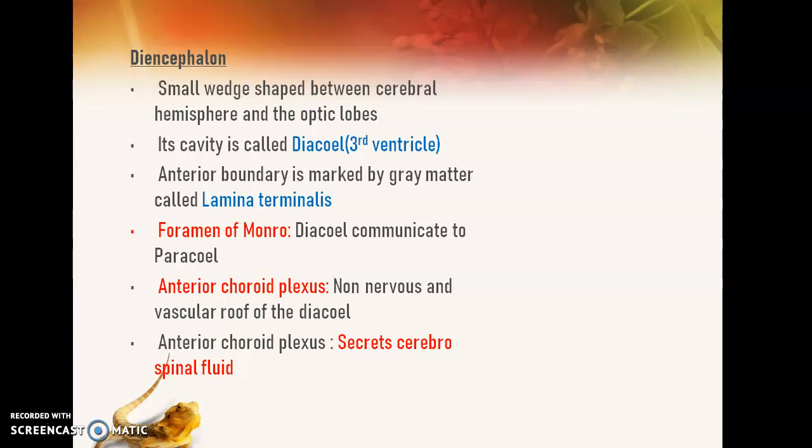That is called the lamina terminalis. Then this diocoele will be communicating to the paracoele by a structure called the foramen of Monro. Diocoele means the cavity which is found in the diencephalon will be communicated with the cavity which is found in the cerebral hemisphere, or the paracoele. That is called the foramen of Monro.